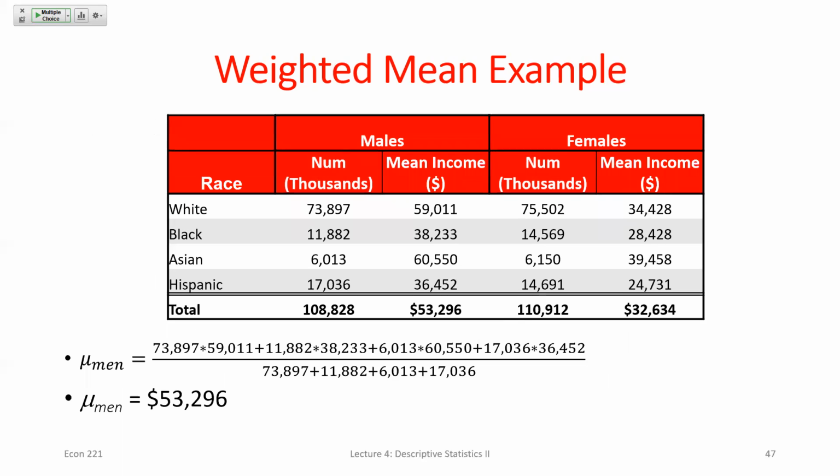Similar to when I said, right, the white male category was going to carry a little bit more weight because it had the highest number of people. It represented the highest number of people.